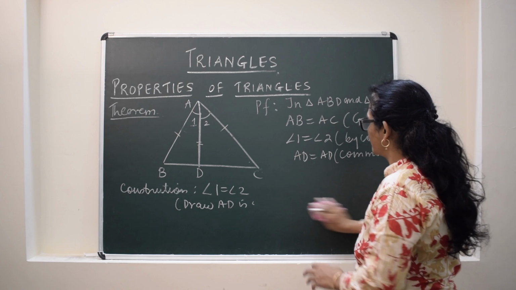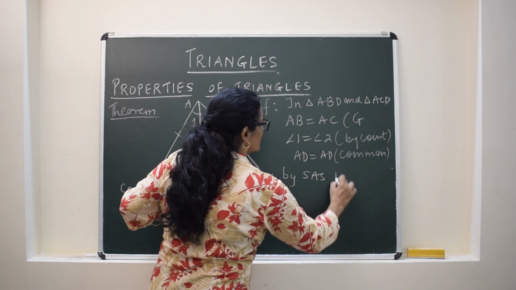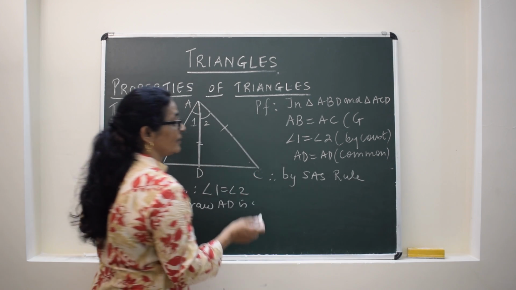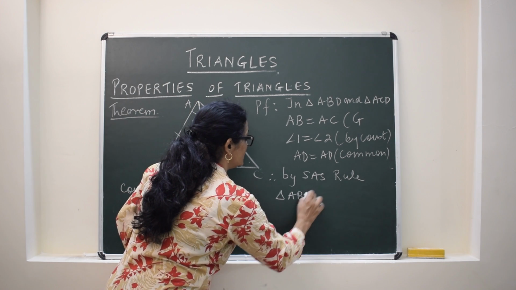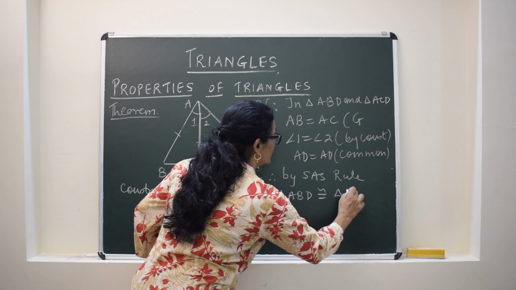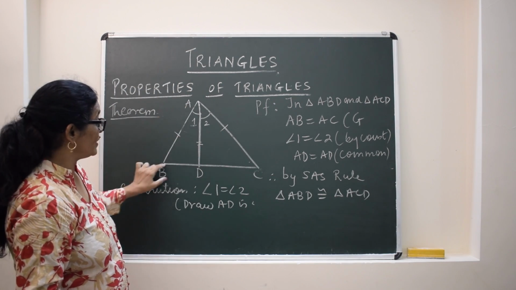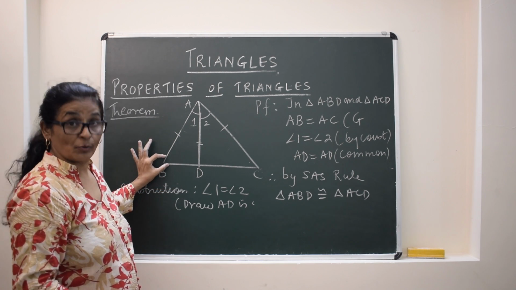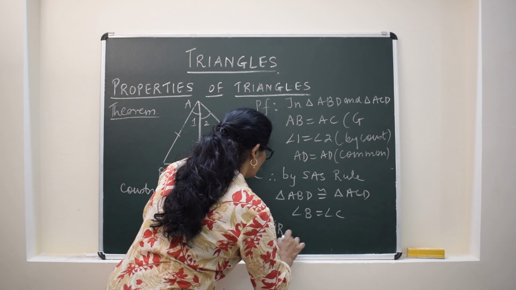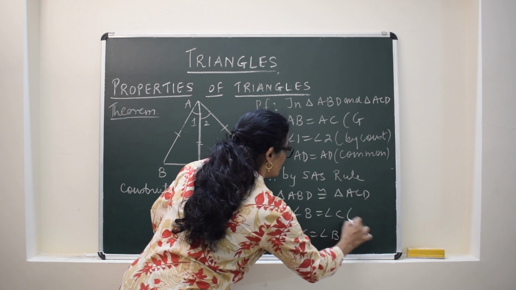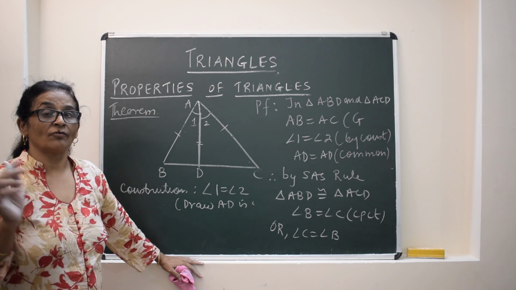So we will write, therefore, by SAS rule, you can say axiom, you can say, this is either axiom or rule, triangle ABD is equal and congruent to triangle ACD. When you are writing this, first ABD, then we have to mention its corresponding part. So we can say angle B is equal to angle C, or angle C is equal to angle B. This is by CPCT, meaning corresponding parts of congruent triangles.